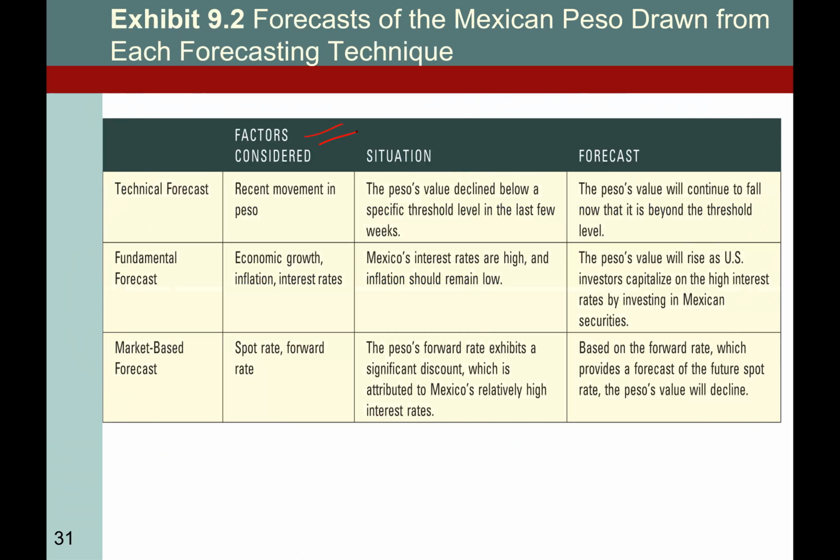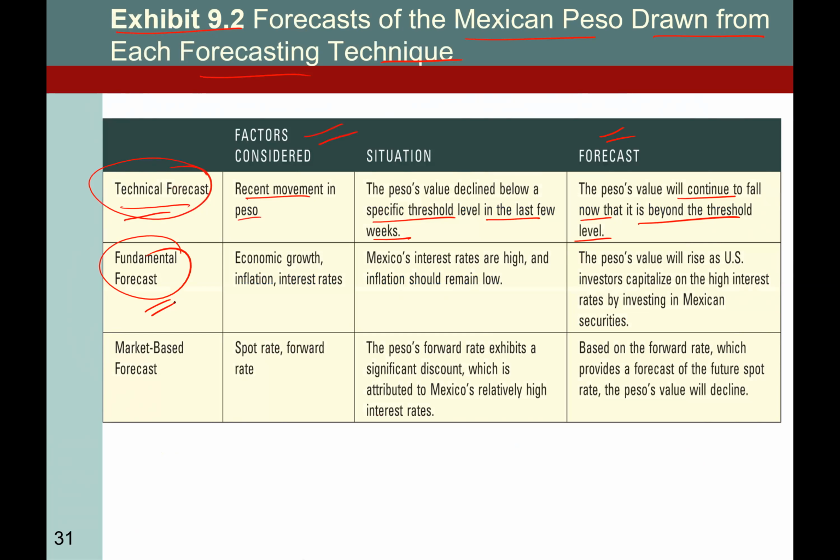This is exhibit 9.2 from your book. These are the forecasts of the Mexican peso drawn for each forecasting technique. If you base your analysis solely on the recent movement in pesos, it means you are using technical analysis. How can you use that? The peso value declined below a specific threshold level in the last few weeks, and your forecast is that the peso value will continue to fall now that it is beyond the threshold level.